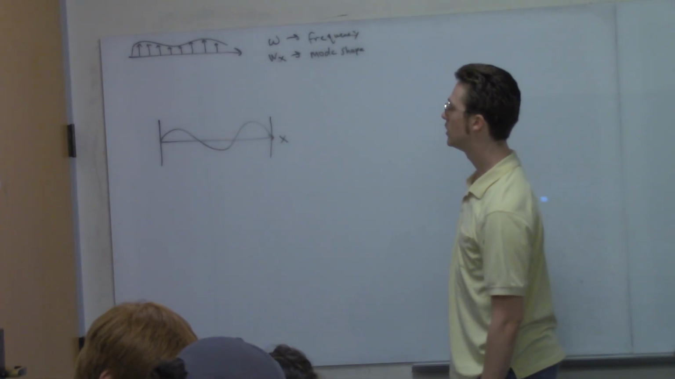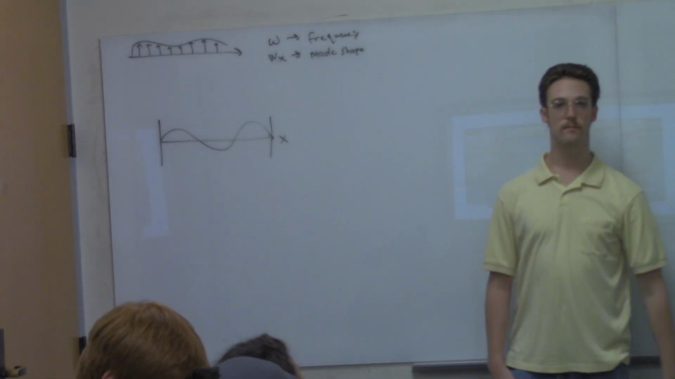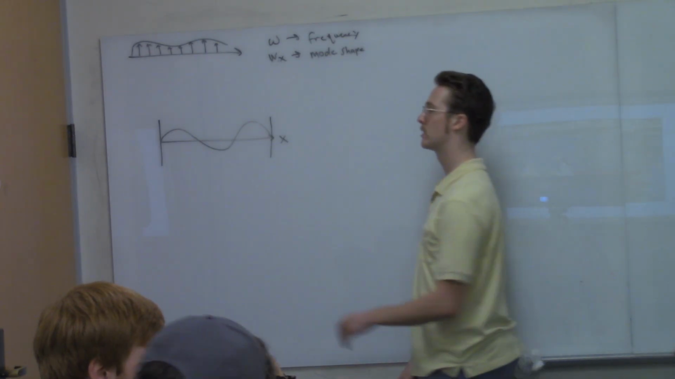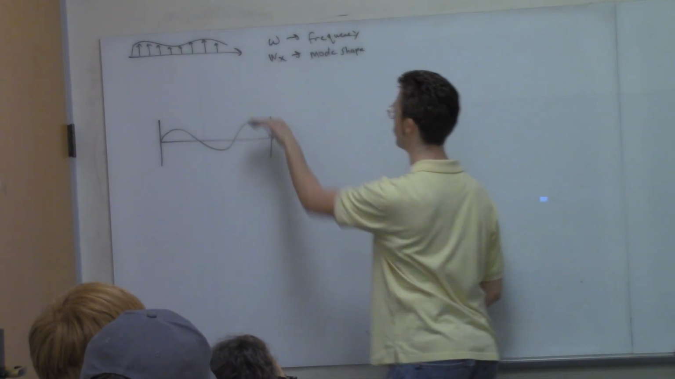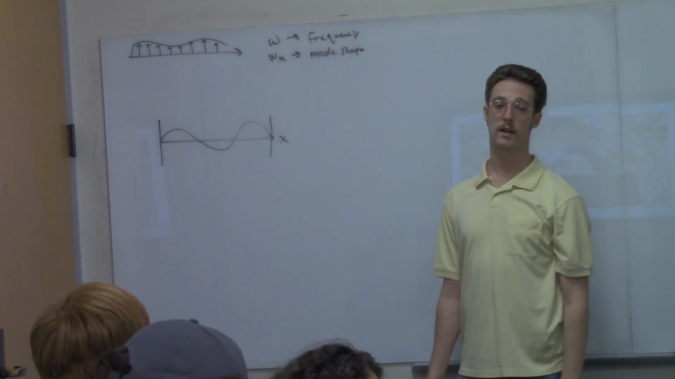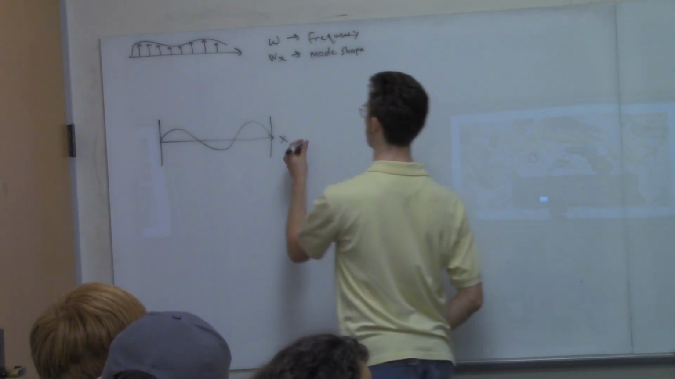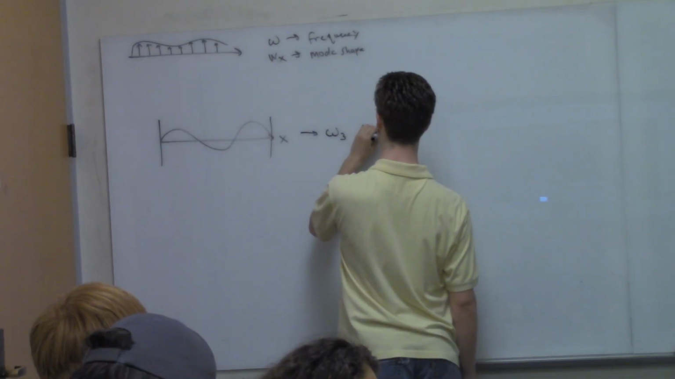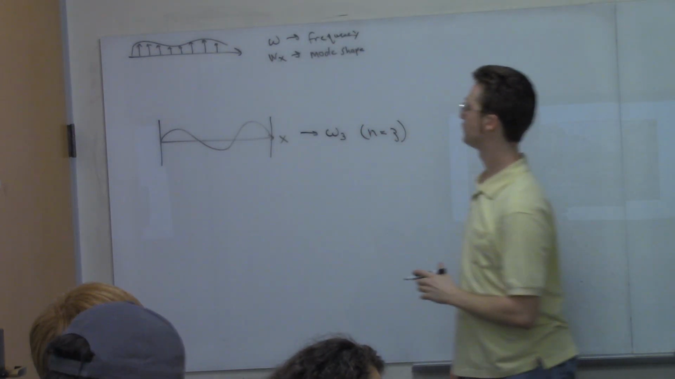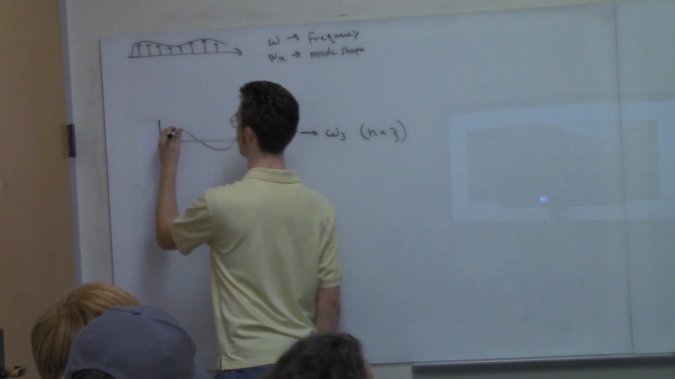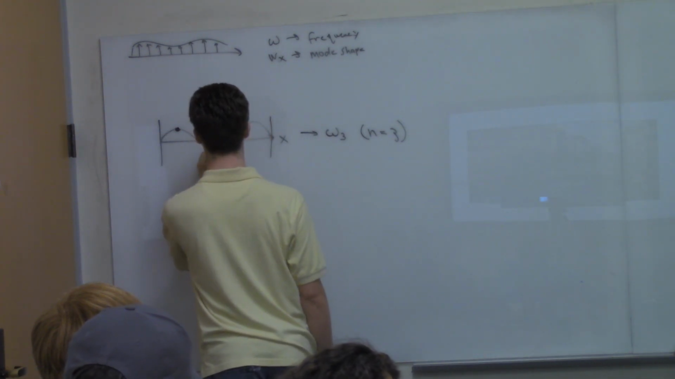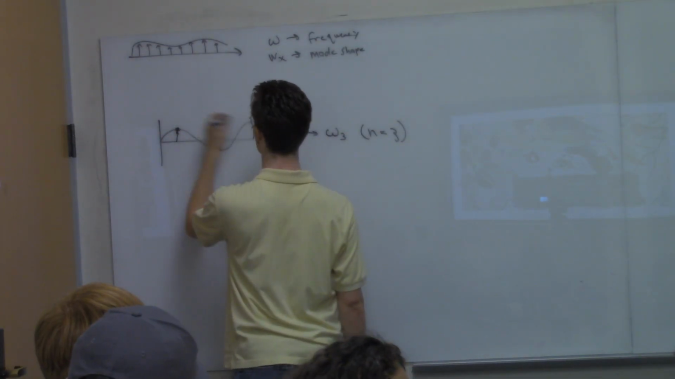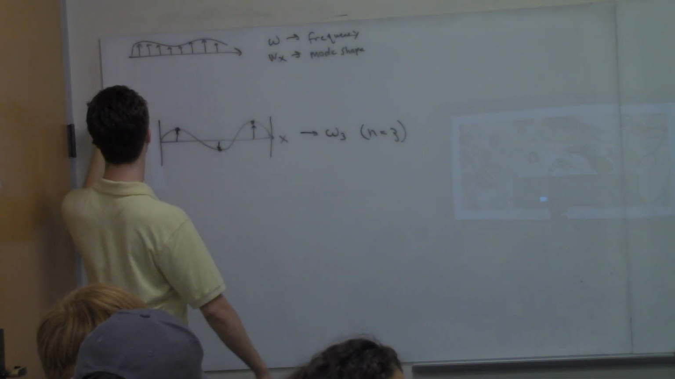What we can do to determine what harmonic this is, what mode this is, is count the number of half periods. So I see 3 bumps here. That's how I know this is the 3rd harmonic. And this is how I know that it's omega 3, or n equals 3. For this case, we have 3 antinodes. And an antinode is the maximum displacement.